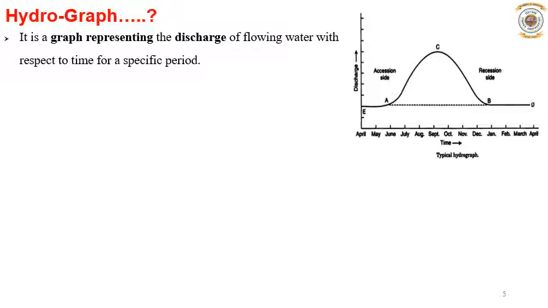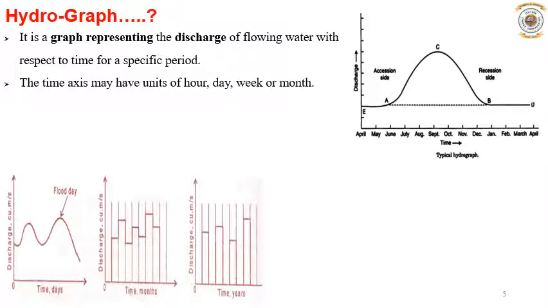Okay, so discharge graphs are known as flood or runoff graphs. The time axis may have units of hour, day, week or month. So this is one more typical kind of hydrograph. Each hydrograph has a reference to a particular river site. The time period of discharge may be hour, day or week.